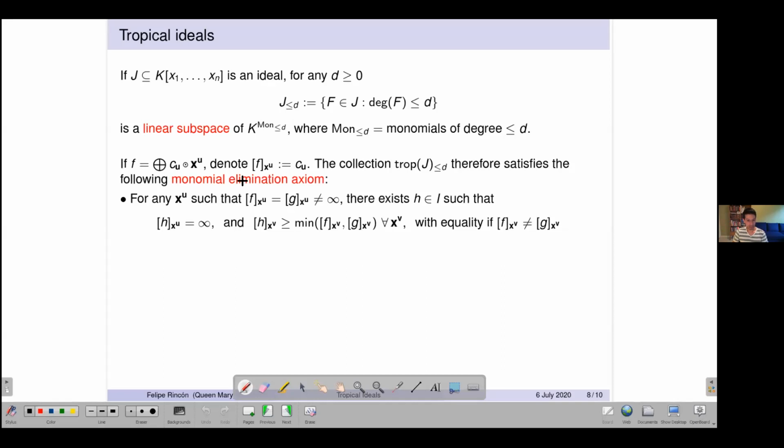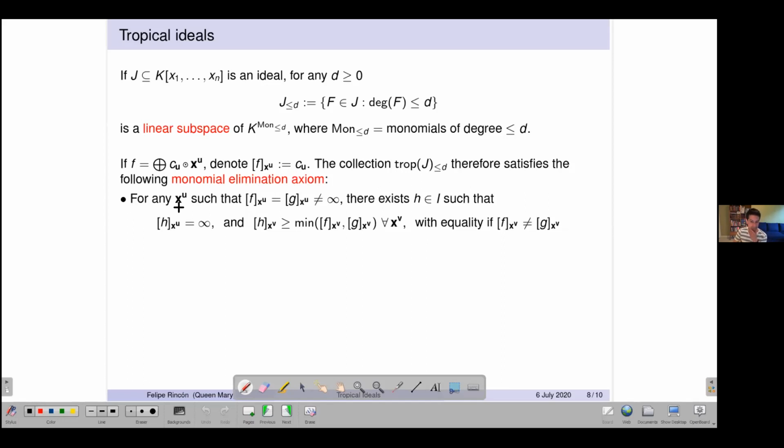First, some notation. If you have a tropical polynomial, let's say f is the sum of x to the u times some coefficients c_u. When I write brackets f, x to the u, I mean the coefficient of this monomial in f, the coefficient of x to the u in f. What this tropicalization of J satisfies is this monomial elimination axiom.